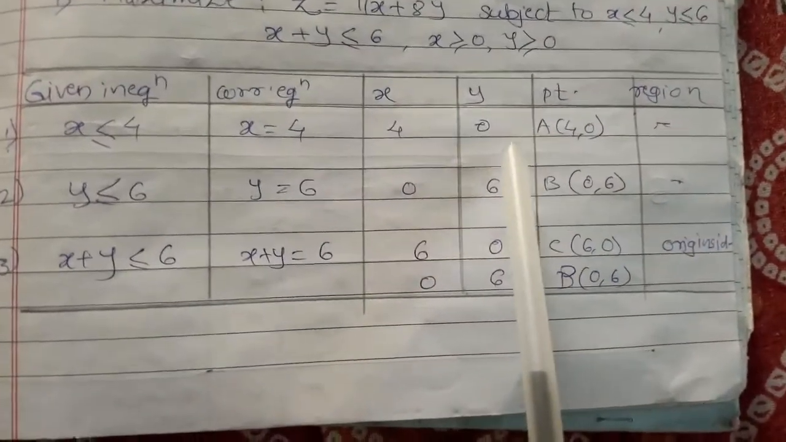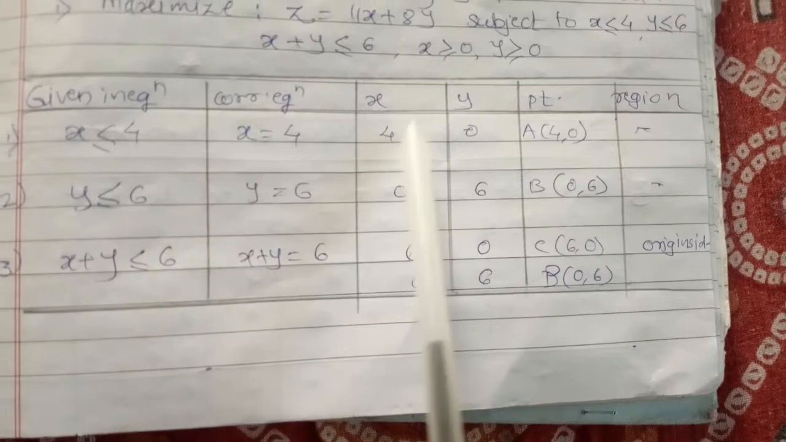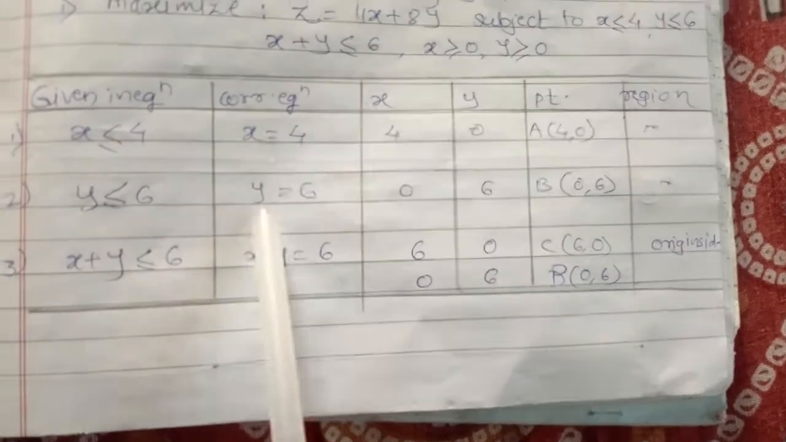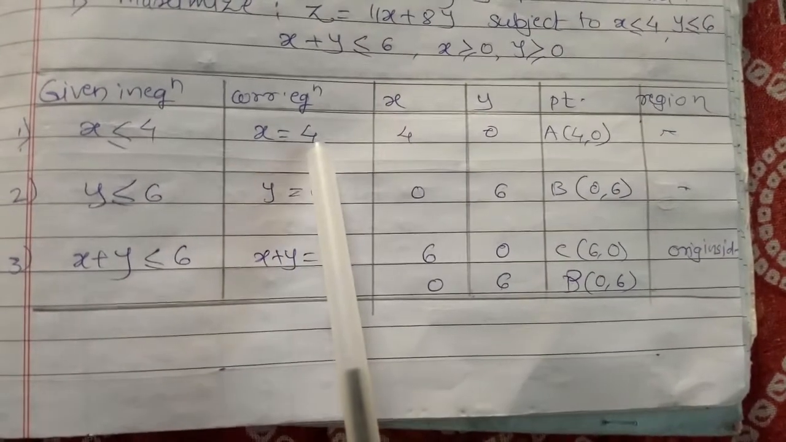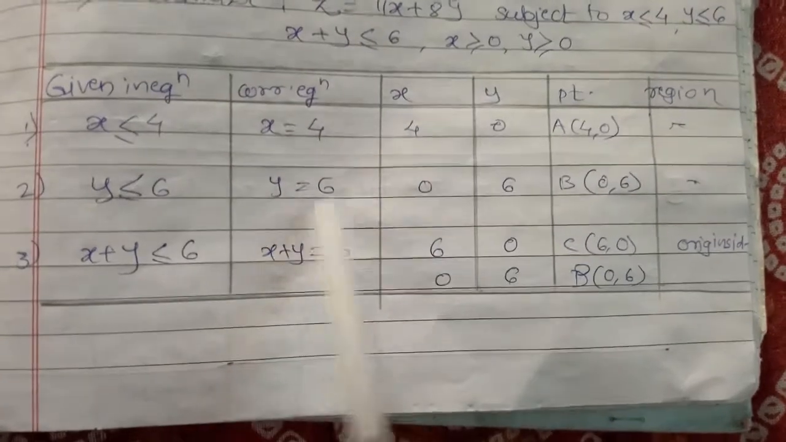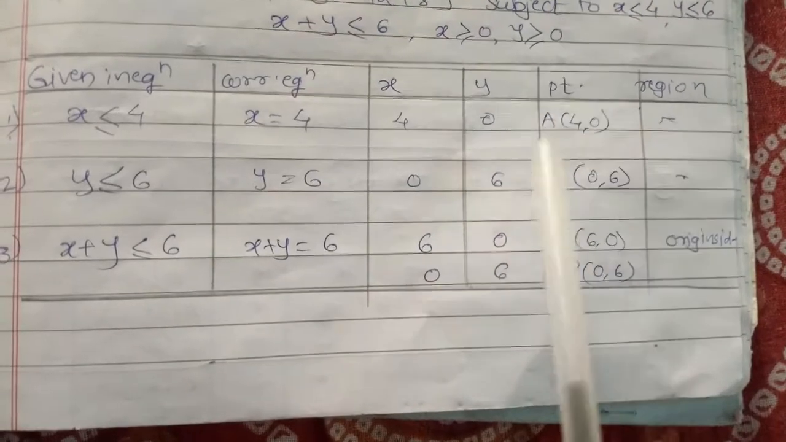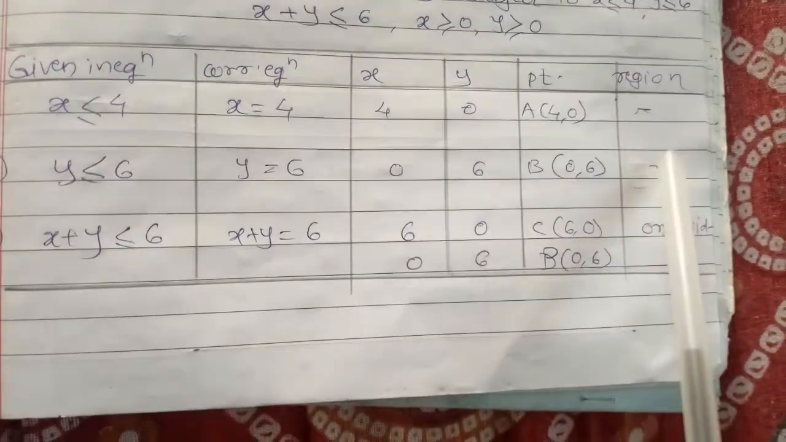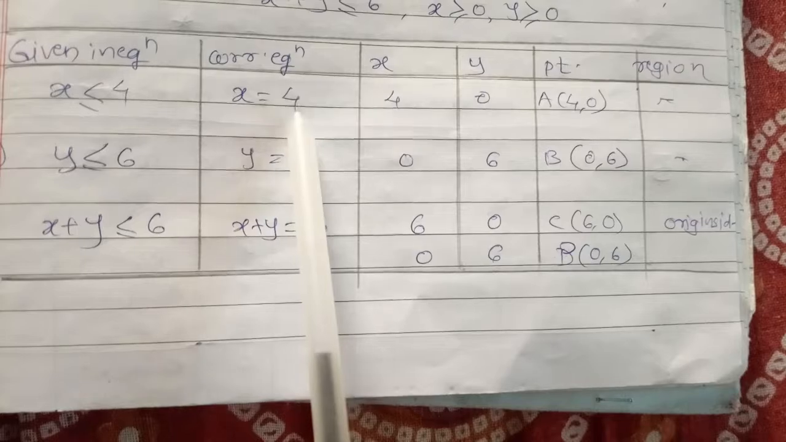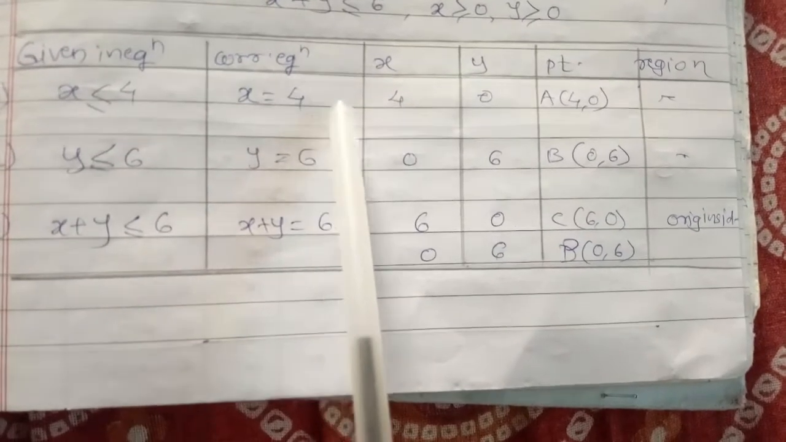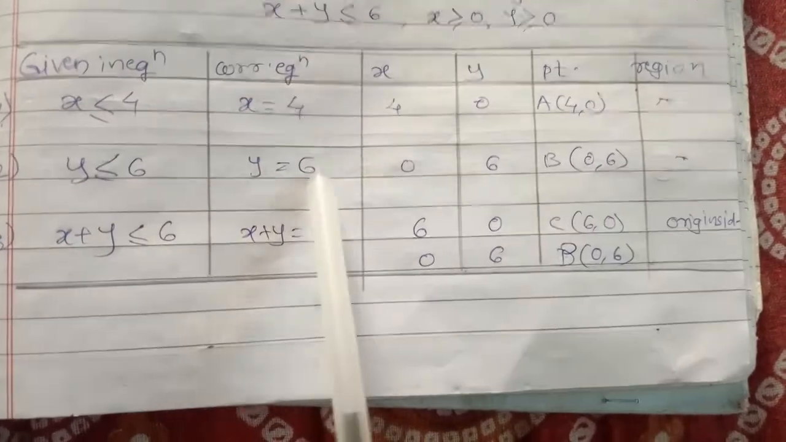Now similarly we have to find out the x coordinates and y coordinates. For finding the x coordinate, put y equals 0. In these equations there is only one variable, so there is no need to find the second coordinate. If we are given the x coordinate, then y is ultimately 0. Here also if we are given the y coordinate, then x is ultimately 0. So the first points we got are A(4,0) and B(0,6). There is no need to write the region because the line x equals 4 intersects the x-axis at 4, and y equals 6 intersects the y-axis at point 6.